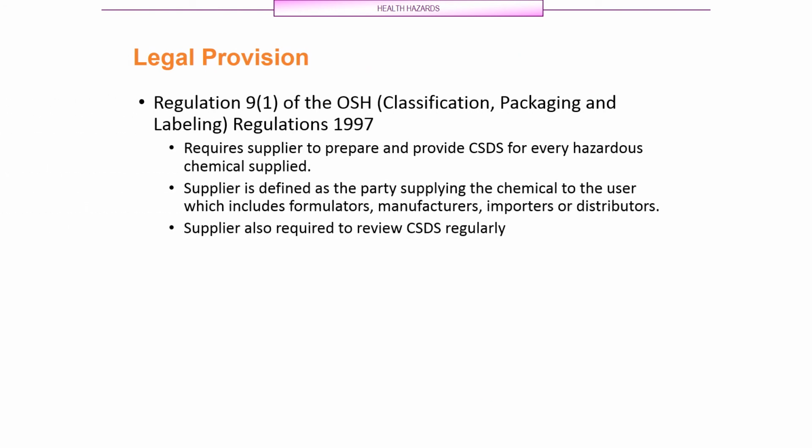So legal provisions, so regulation 1997 requires the supplier to prepare and provide CSDS for every hazardous chemical supplied. So biasanya memang akan disupply oleh supplier. Cuma idea siapa yang simpan dan di mana dia berada, itu saja masalah yang selalu berlaku. Okay, supplier is defined as the party supplying the chemical to the user, which includes formulator, manufacturer, importers or distributors. So supplier ni tempat yang kita beli tu lah. So supplier is also required to review CSDS regularly. So sebab tu zaman saya belajar dulu, nama dia adalah MSDS. Tapi sekarang dah nama jadi CSDS. Ha, sebab dia perlu di review secara regular.